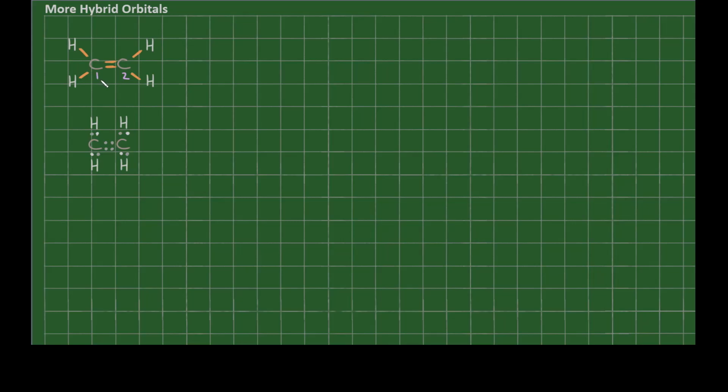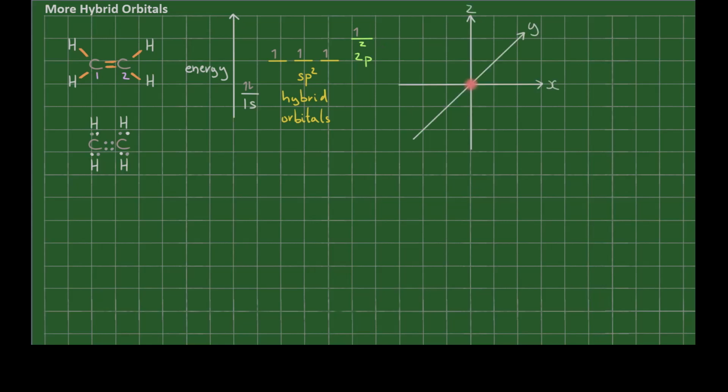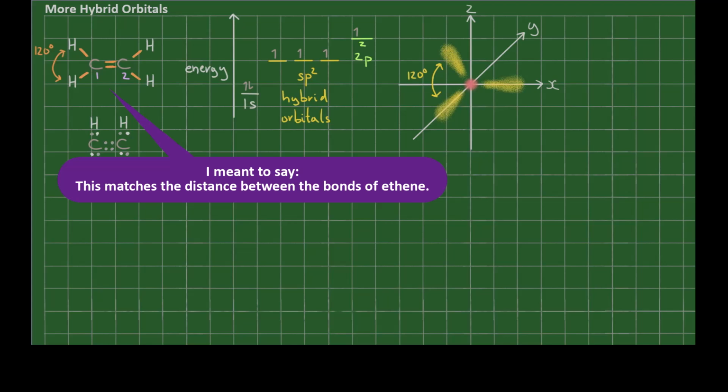Here is the energy diagram for the orbitals of carbon number 1. Note that now we have 3 sp2 hybrid orbitals, and we also have one remaining 2p orbital. What do these orbitals look like? Let me start with the axes and the 1s orbital in the middle. Here are the 3 sp2 hybrid orbitals. Note that they are 120 degrees apart. This matches the angles of ethene.